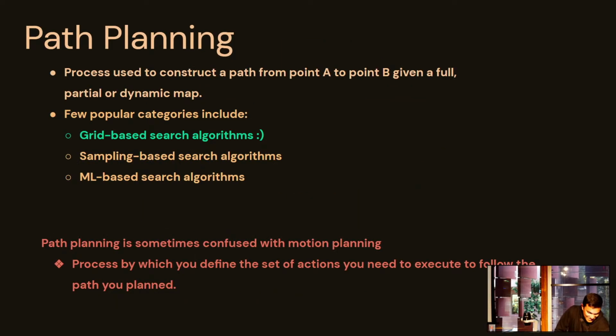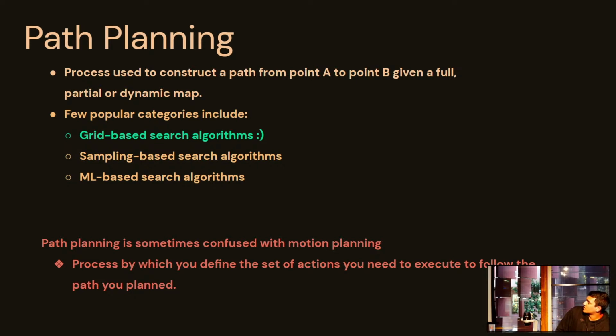A theoretical definition: path planning is a process used to construct a path from A to B, given a partial or dynamic map. A dynamic map is, let's say you're walking to a room for the first time, and I know where the door is, but I don't know what's past the door. The path planning algorithm will calculate the optimal decision that you take once you go in the door and see what's in there.